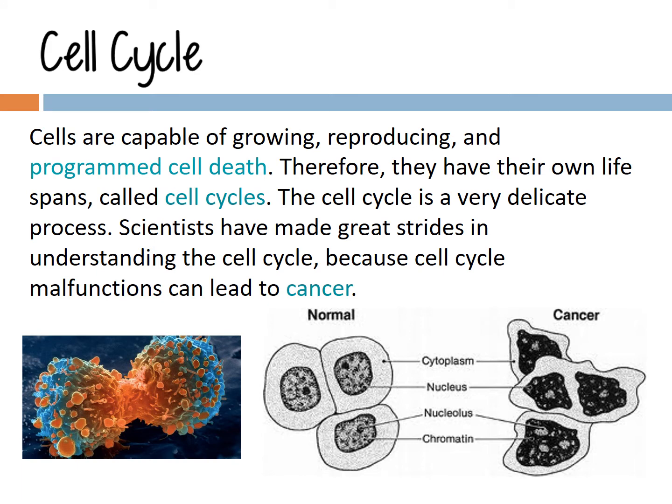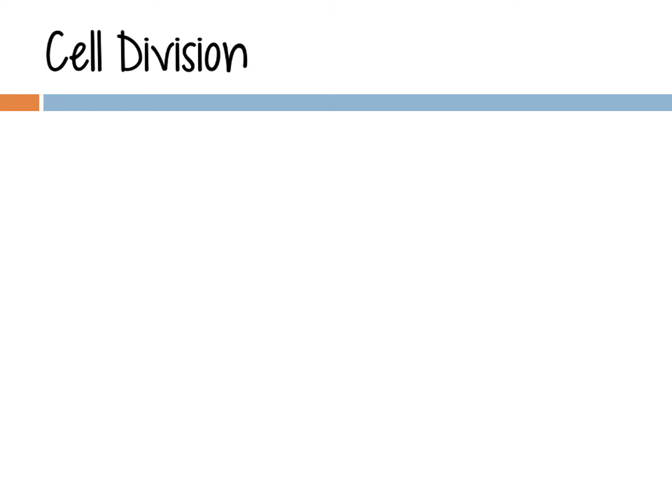Okay, so now I want you to find the spot that says cell cycle. And this is where you're going to fill in these notes. Cells are capable of growing, reproducing, and programmed cell death. Therefore they have their own lifespans called a cell cycle. Cell cycle is a very delicate process. Scientists have made great strides in understanding the cell cycle because cell cycle malfunctions lead to cancer. So you can see the difference between a normal cell and a cancer cell. It is a mutation.